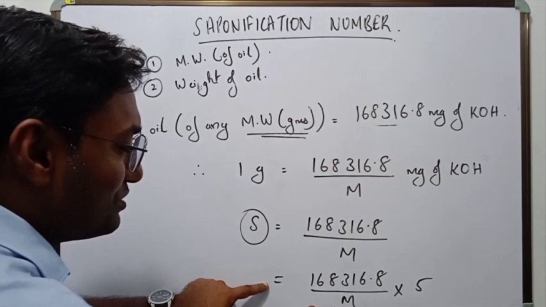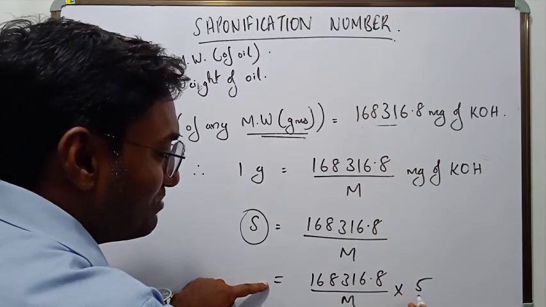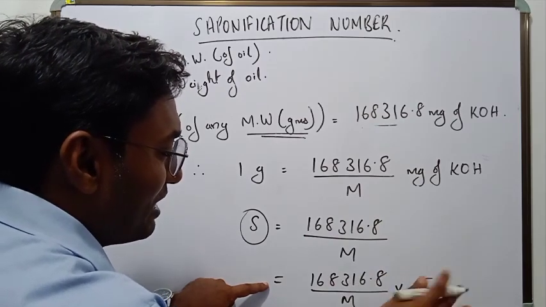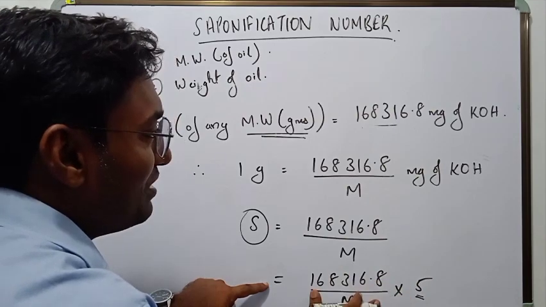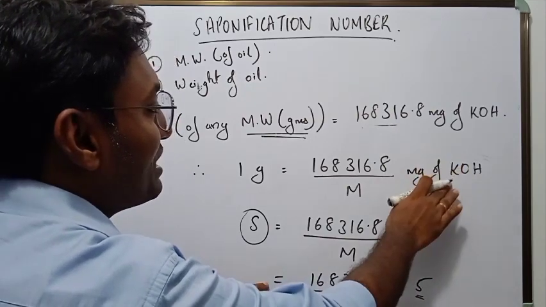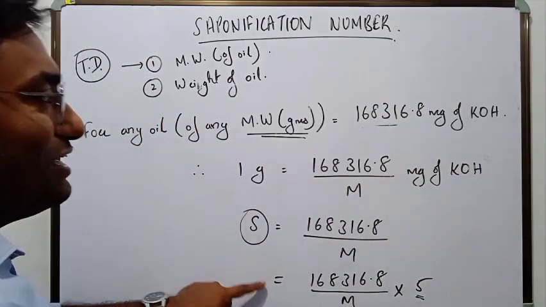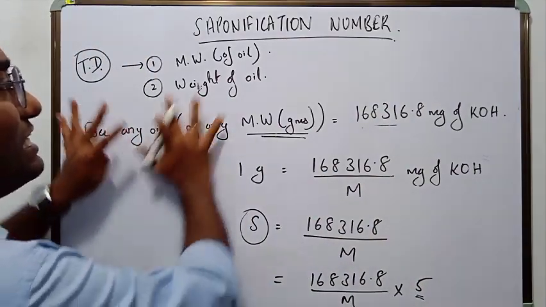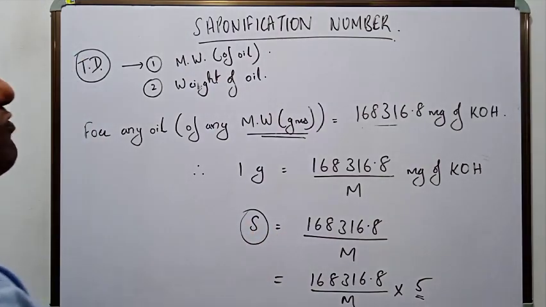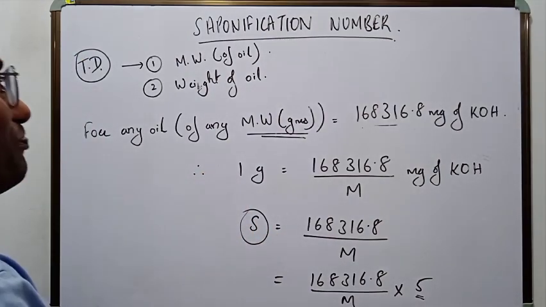Now suppose the weight of the oil in your hand is 5 grams. So you can multiply it by 5, and you will get the total mg of KOH required to saponify 5 grams of that oil. I hope this is clear. This is the theoretical determination of saponification number.